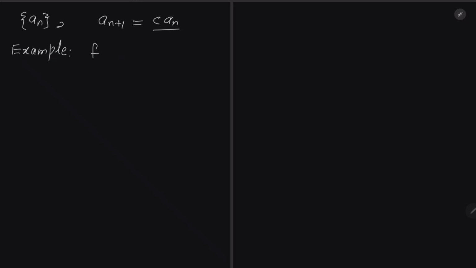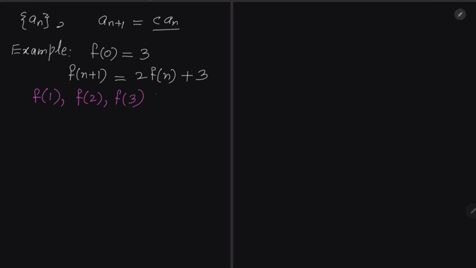Suppose we have f of 0 is equal to 3, that is the seed value, and we have f of n plus 1, the recursion formula that depends on the previous value, equal to 2 f of n plus 3. The question is to find the values for f1, f2, and so on. You can find many values from that. This is the question. So, solution.